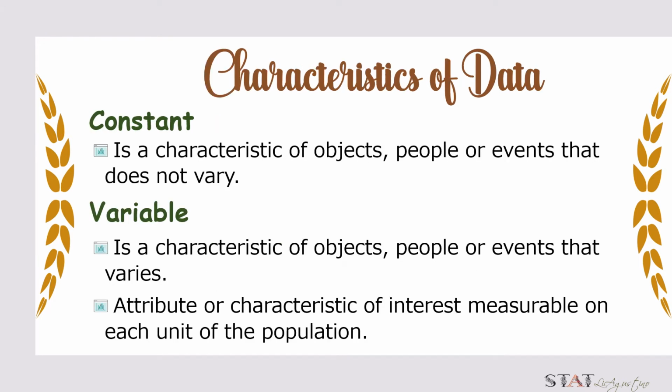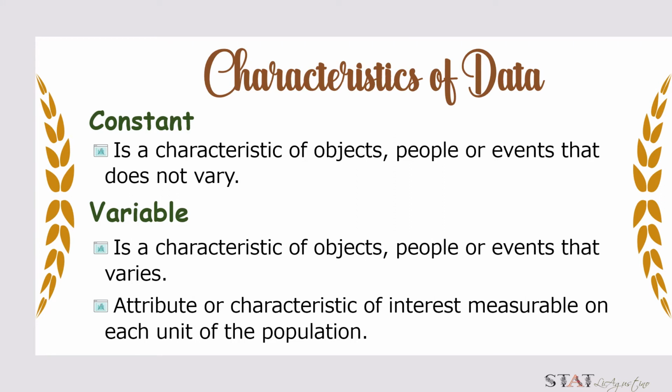Now, what are the characteristics of data? We have constant and variable. When we say constant, it is a characteristic of objects, people, or events that does not vary. Remember, does not vary. And variable is a characteristic of objects, people, or events that varies. So it is an attribute or characteristic of interest measurable on each unit of the population.